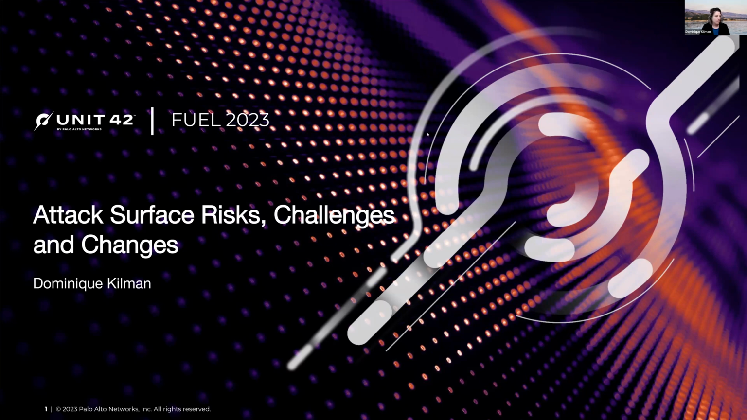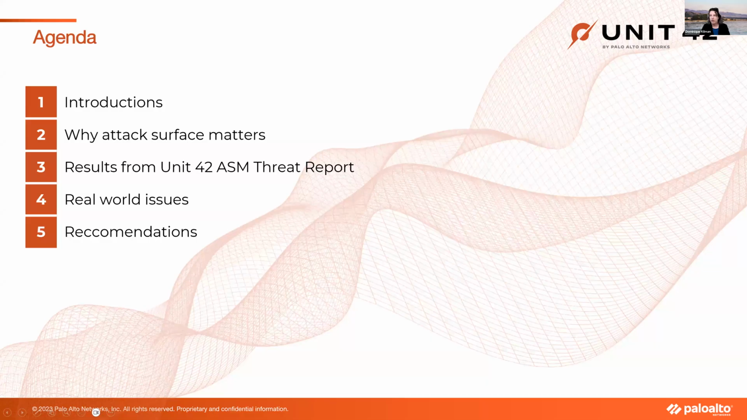So, a quick agenda for us. We're going to do some introductions so we know who I am. Then we're going to talk about why attack surface matters. And then there is the Unit 42 Attack Surface Management Threat Report. That report came out, I want to say, about 4 months ago. We'll talk through some of the results, what we see, and what is important. We'll talk about some real-world issues, things that are known publicly. I'll talk about some of what we see when we do our analysis, and then some recommendations and takeaways that you can use to help monitor and improve your visibility of your attack surface.